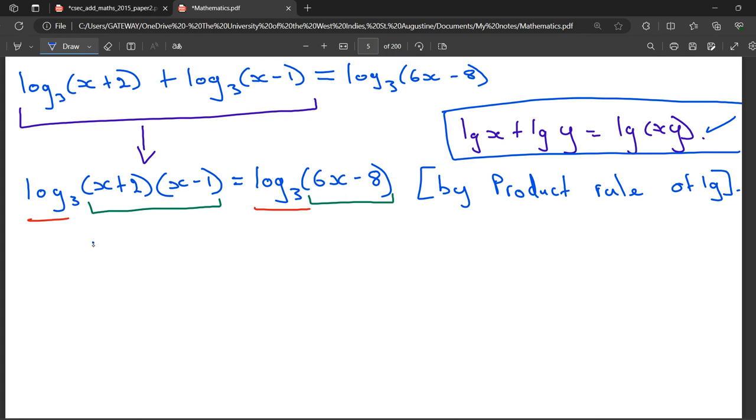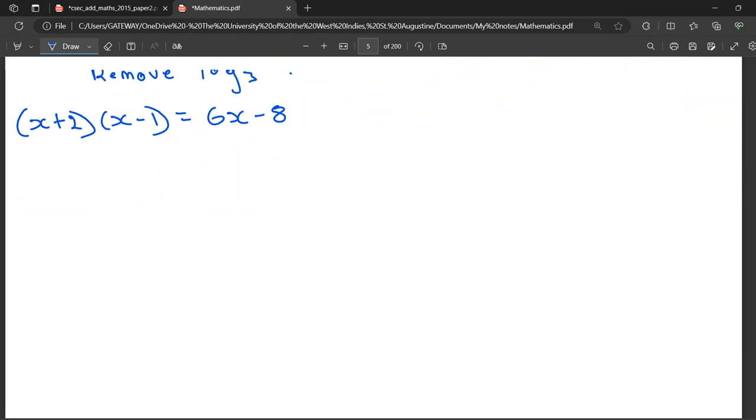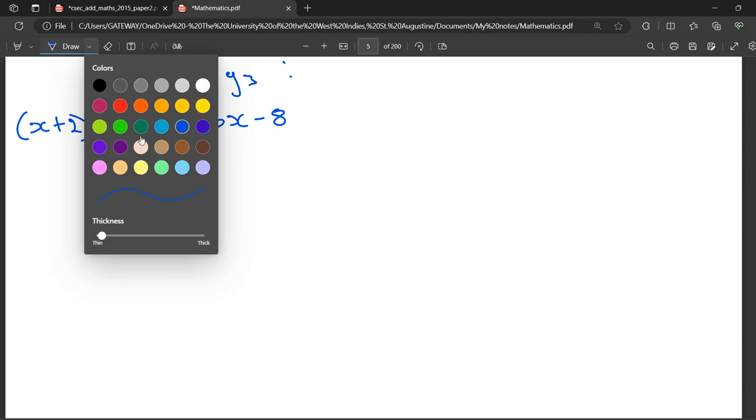In other words, what we could do, since we have log of something equal to log of something, we could remove the log, the base 3. If we remove that, what we're going to end up with is x plus 2 multiplied by x minus 1. That is equal to 6x minus 8. Right? That's what we could do there. Now we basically have a small little equation here that we could solve for.